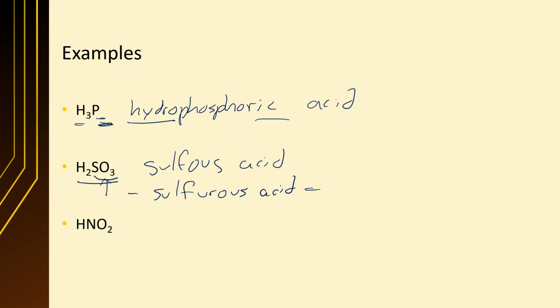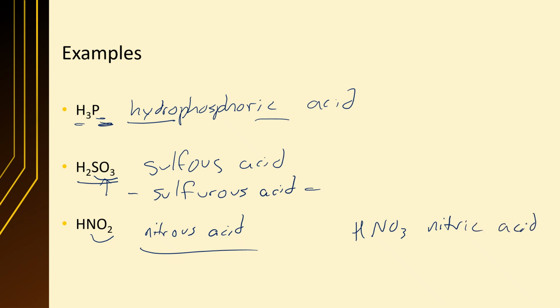Now, the last example here, we've got HNO2. NO3 would be nitrate, but NO2 is nitrite. And because ite changes to us, it becomes nitrous acid. And that one is exactly as it's written, nitrous acid. If you had HNO3, that would be nitrate. Ate changes to ic, nitric acid. And so that's how we name acids.